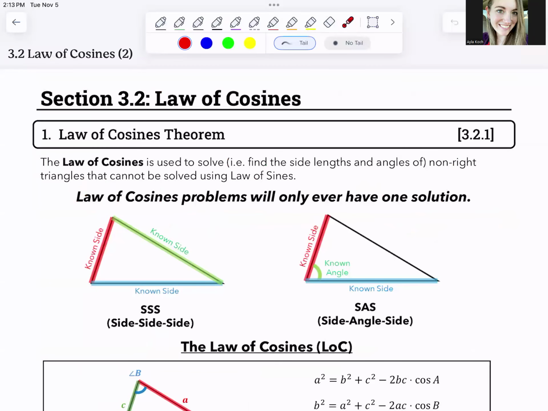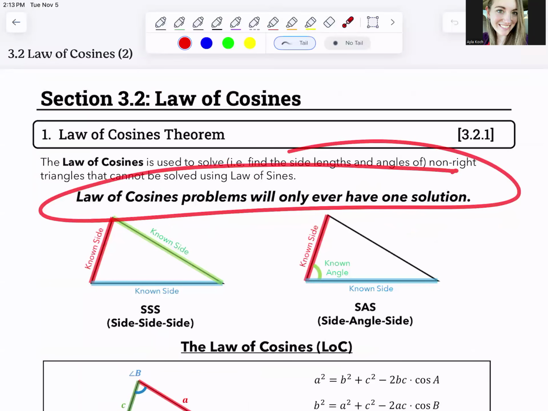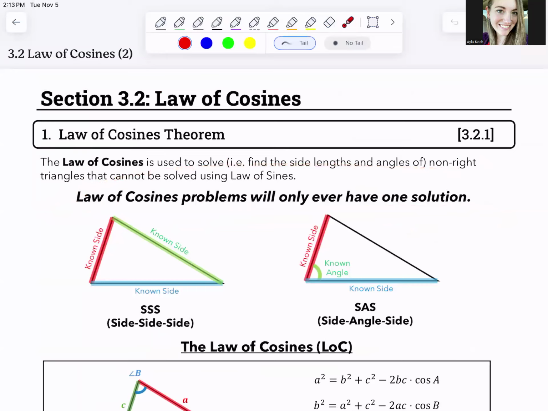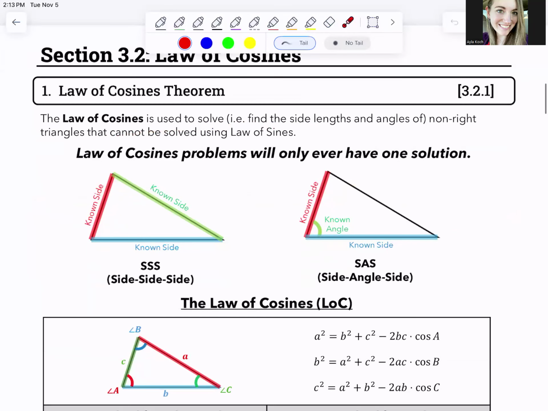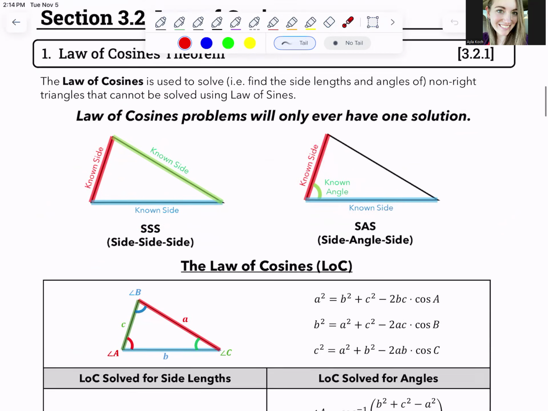Law of cosines is every other situation. And law of cosines problems will only ever have one solution, which is nice. Law of sines problems, you could run into the ambiguous case where you have two sides and an angle, so you could have two solutions, one solution or no solution, but law of cosines, only ever one. The two situations that happen with law of cosines is you could know all the sides and no angles, or you could know two sides and the angle in between them. Either way, you don't have enough information to use law of sines.